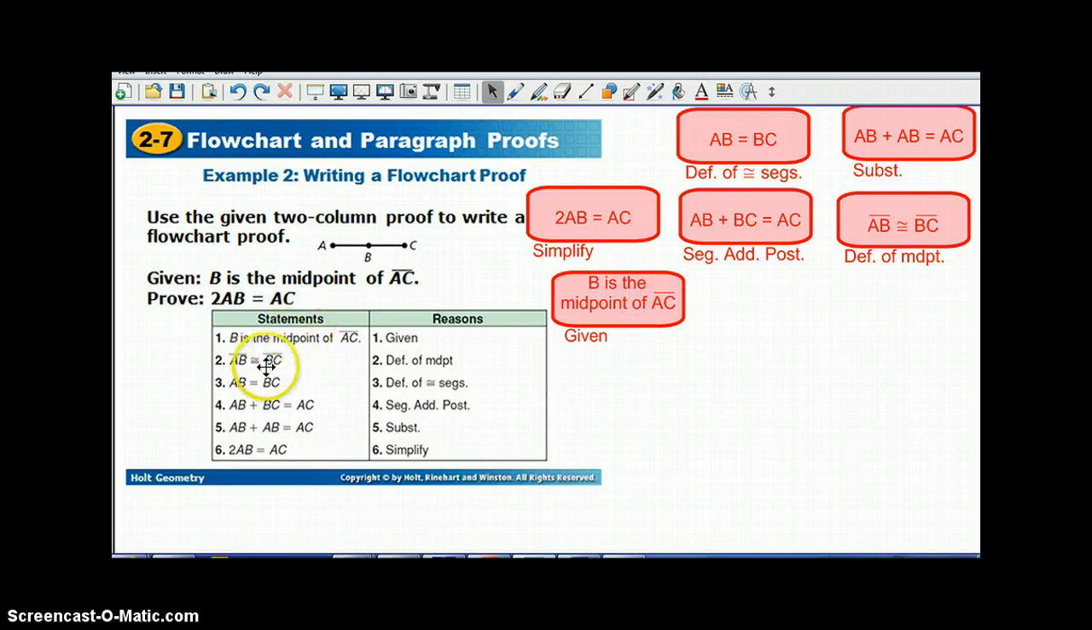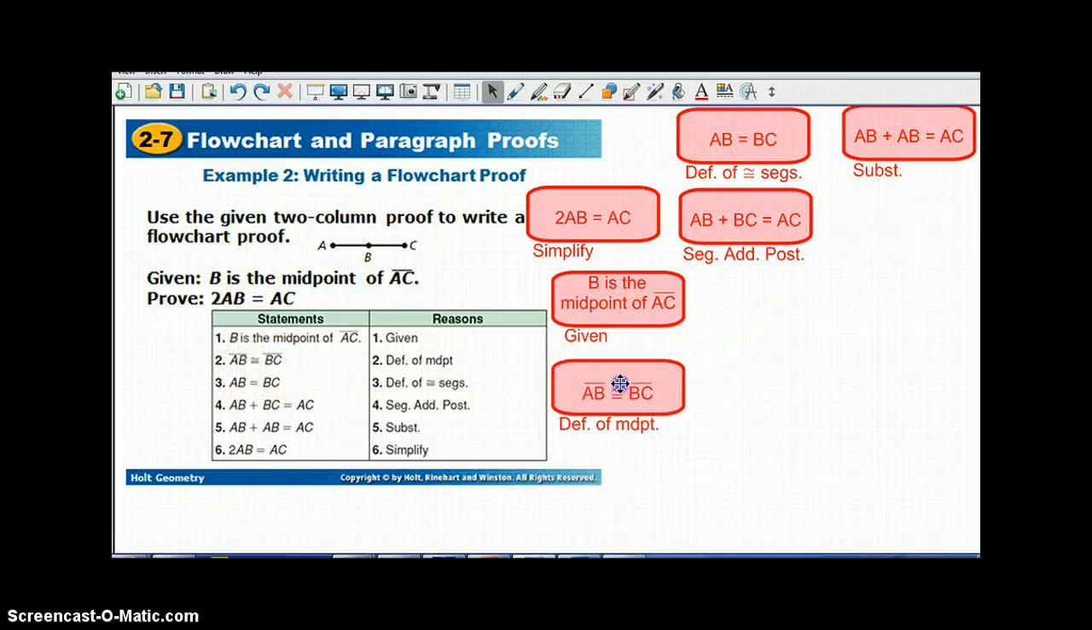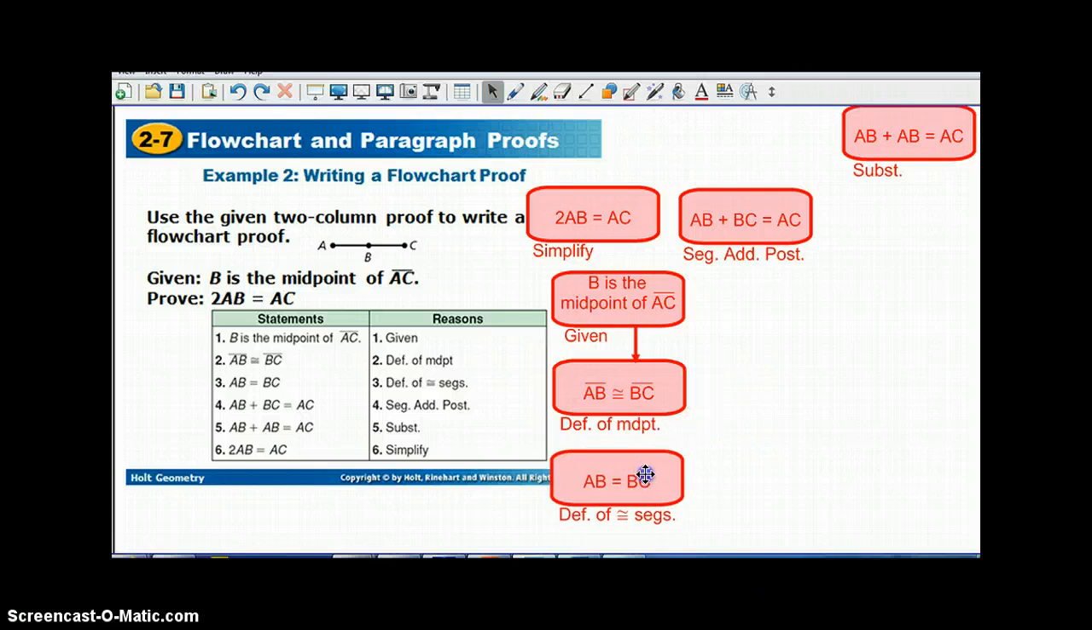And then that tells me this next part. These are related because both of these are talking about the midpoint. Because B is the midpoint, by definition, I know this. AB is congruent to BC. So this statement comes directly after this statement. I'm going to draw an arrow to show that connection. This statement directs me to that statement. Because this is true, by definition of congruent segments, AB equals BC. So I can take that segment and write it next. Again, drawing the arrow to show that this leads to this, and that leads to that.